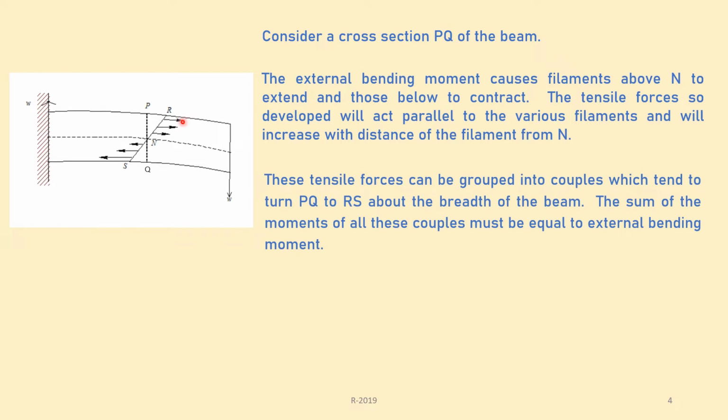Now, these tensile forces can be grouped into couples. For example, this force and this force constitute a couple. As well, these two forces. And again, this force and this force also constitute a couple. Now, these tensile forces grouped into couples tend to turn PQ to RS about the breadth of the beam. The sum of the moments of all these couples must be equal to the external bending moment.